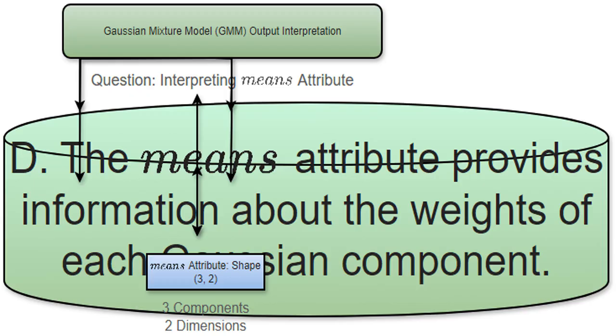That statement is incorrect. The means attribute only gives us the average values, the mean vectors, of each component. To get information about the weights, how much each component contributes to the overall mixture, you need to look at the weights attribute. This is like saying that means tells you where the centers of your clusters are, while weights tells you how many data points are in each cluster.